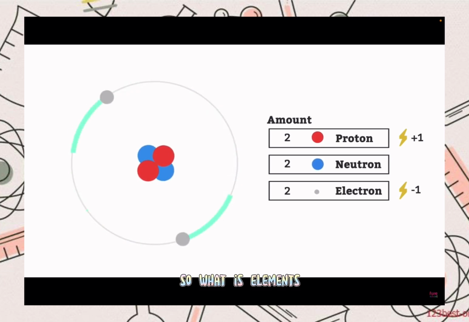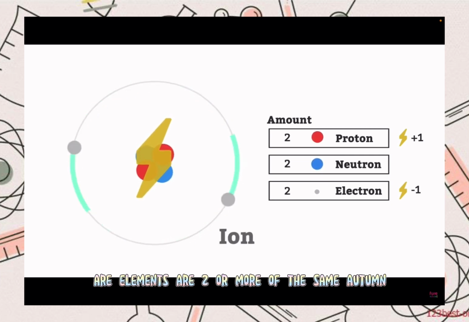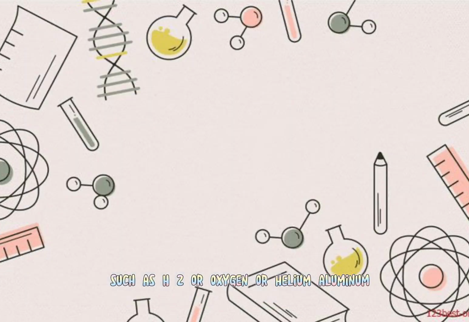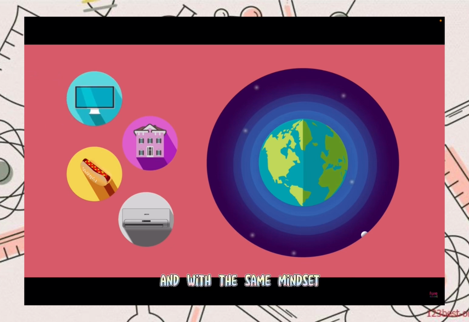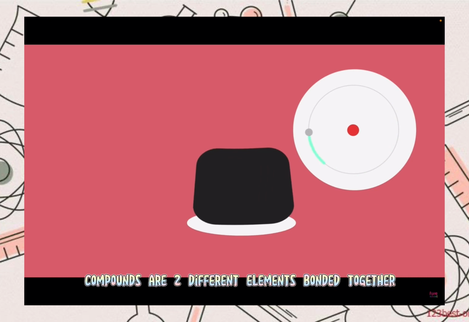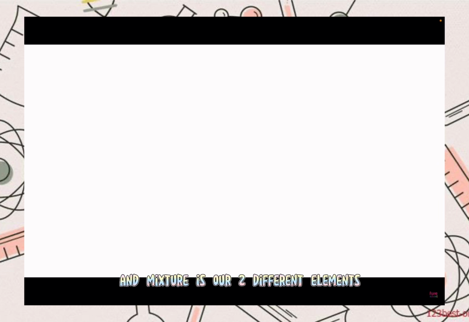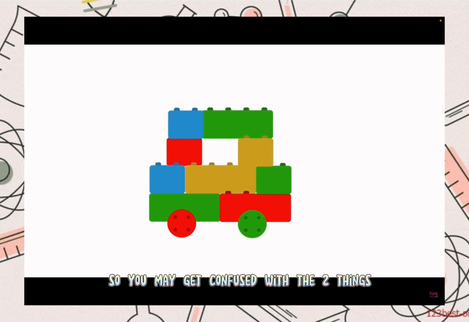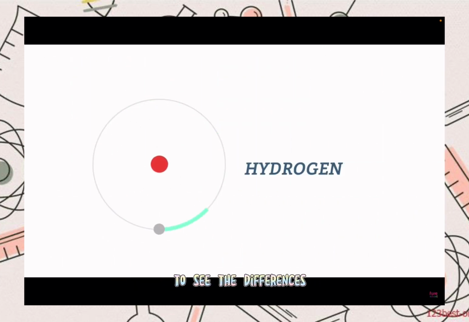So, what are elements? You may wonder. Elements are made of one kind of atom, sometimes two or more of the same atoms bonded together, such as H2, oxygen, helium, aluminum, something like that. With the same mindset, compounds are two or more different elements bonded together, and mixtures are two or more different elements or compounds mixed together. You may get confused between compounds and mixtures. So let's do some research about these two things to see the differences.